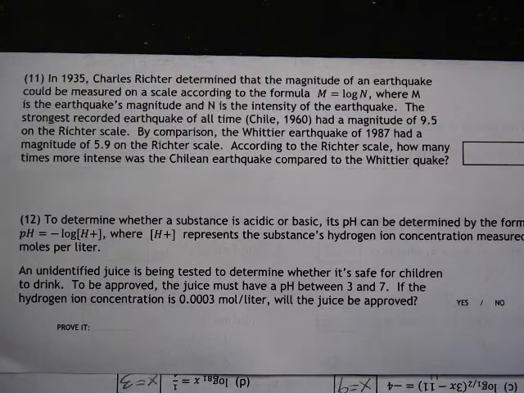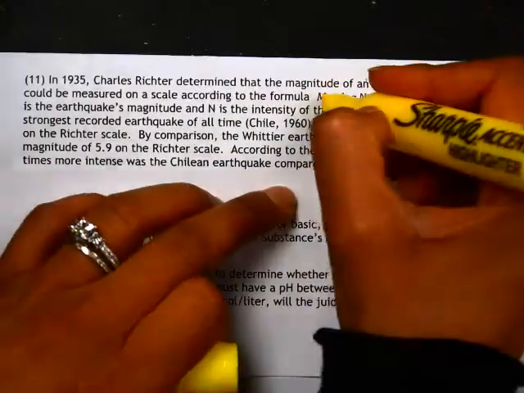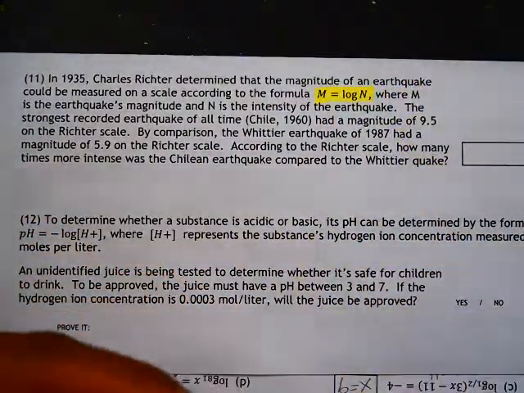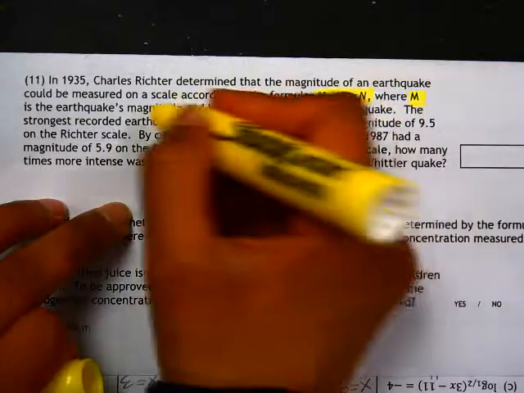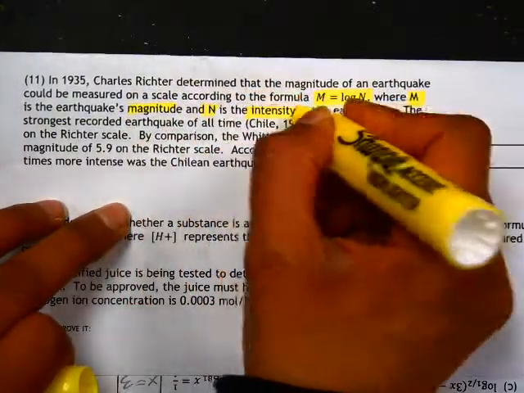In this video we'll look at number 11 and 12, which are both applications of using logs. So let's look at number 11. In 1935, Charles Richter determined that the magnitude of an earthquake could be measured on a scale according to the formula M equals log N. M is the magnitude, N is the intensity.